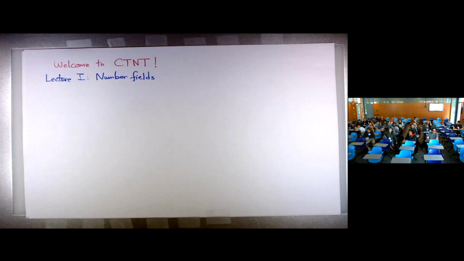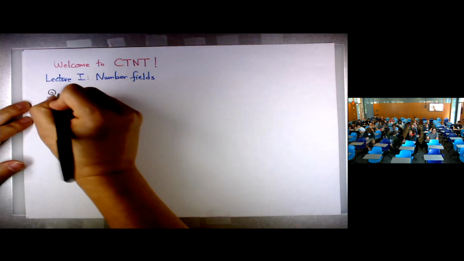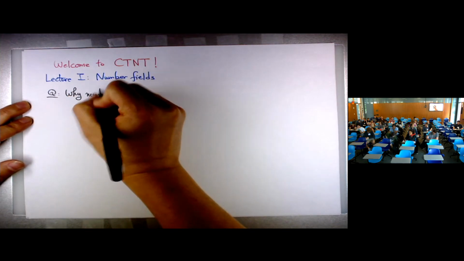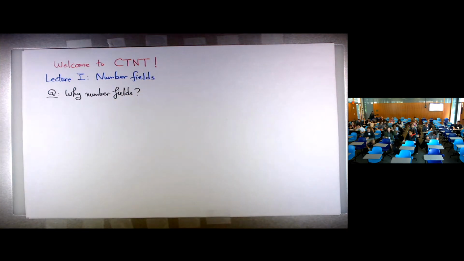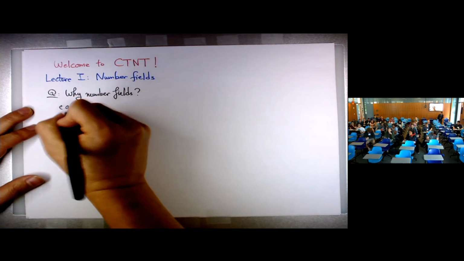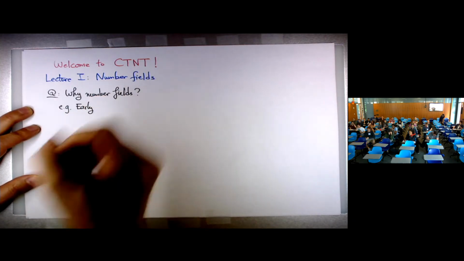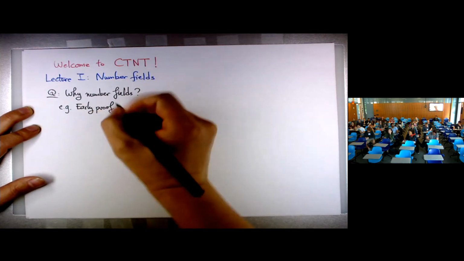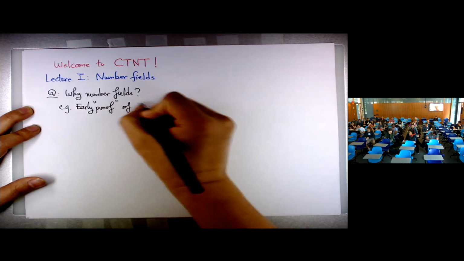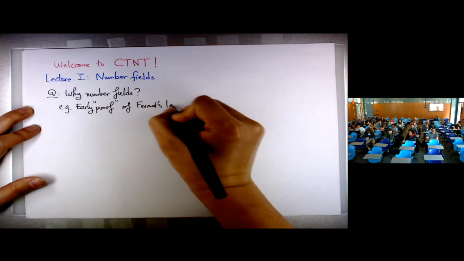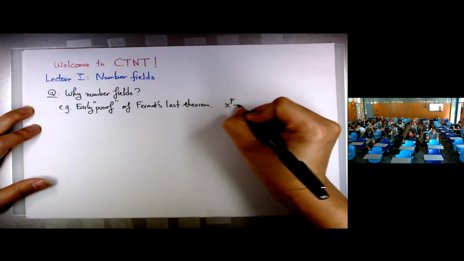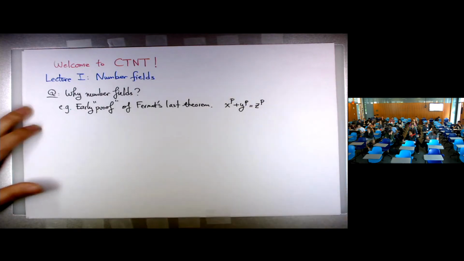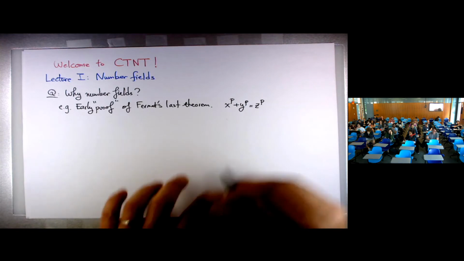Before anything, let me explain why I want to look at number fields. Why do we care? For a lot of people, at the end of the day, we care about rational numbers, integers. Here I'll give you one reason. I have many reasons, but here's maybe one. It comes from an early proof, well, not quite a proof, of Fermat's last theorem. You have this Fermat's equation, x to the p plus y to the p equals z to the p, where p is an odd prime.